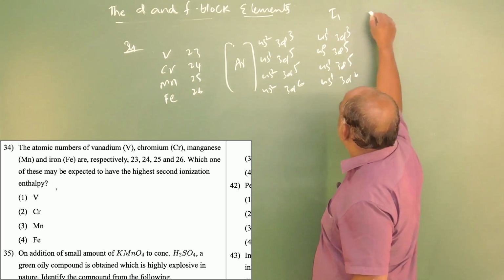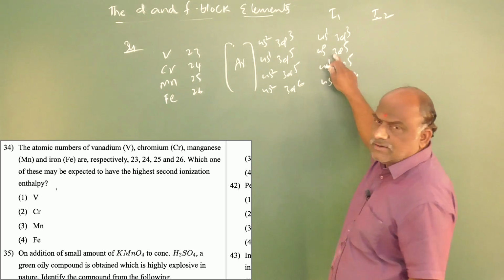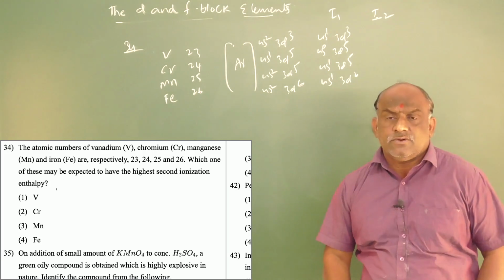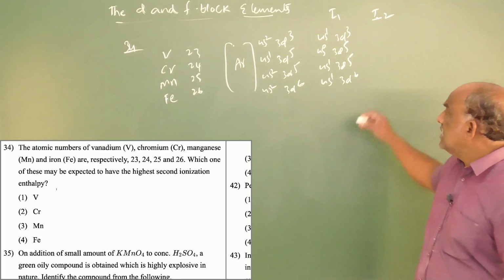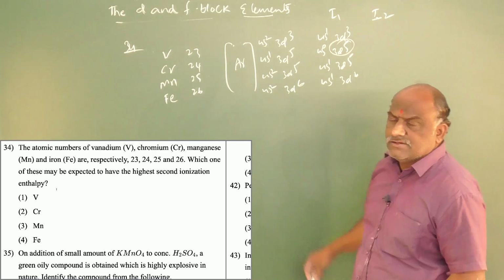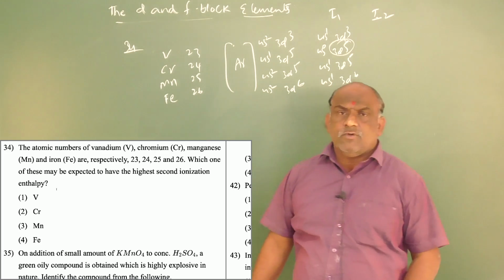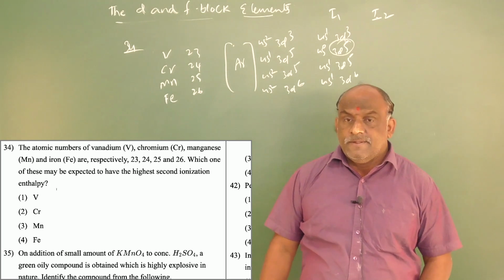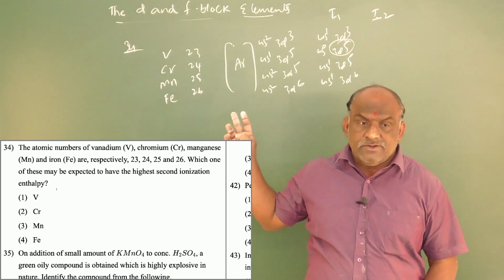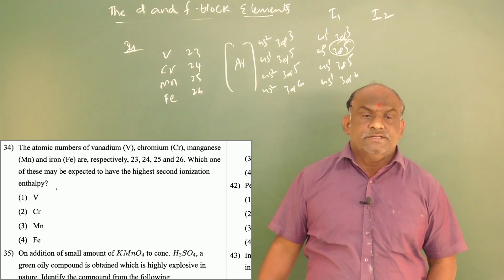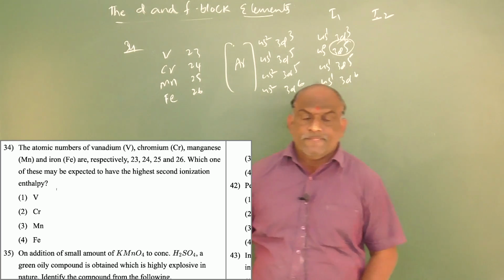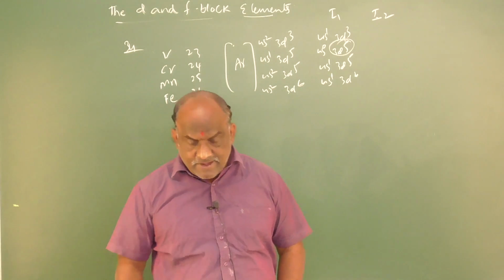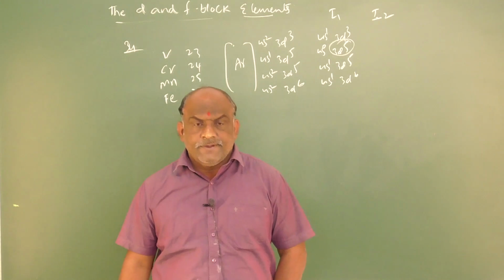This is I1. The I2 value is more for chromium, because of its stable electronic configuration, 3d5. It is difficult to remove an electron from the stable outermost configuration of chromium. Due to that, the second IP value of chromium is more. So the second option is the right answer for question number 34, and the next one is question number 35.